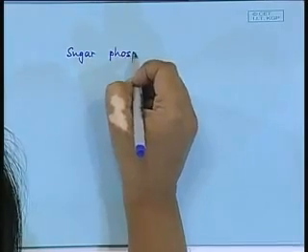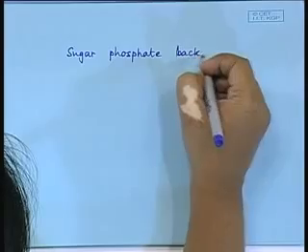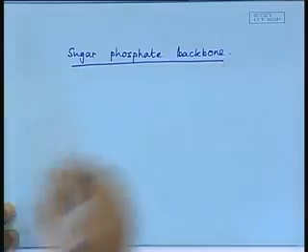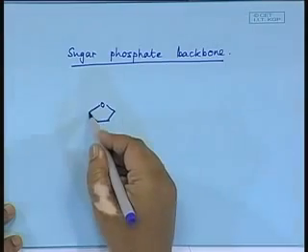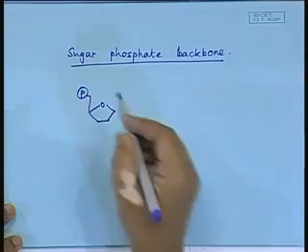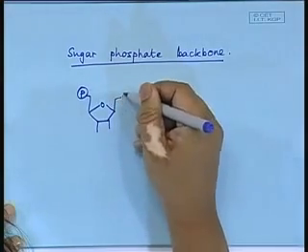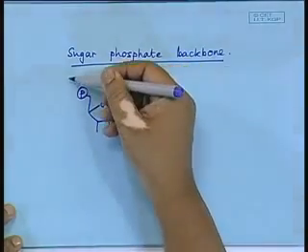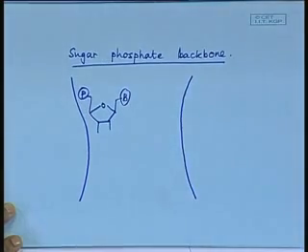Sugar phosphate backbone. What does the sugar phosphate backbone mean? It means you have this and you have your P, right? And you have your base attached here. Again, you are going to have one strand here and another strand here. We are going to look at how this happens later on.